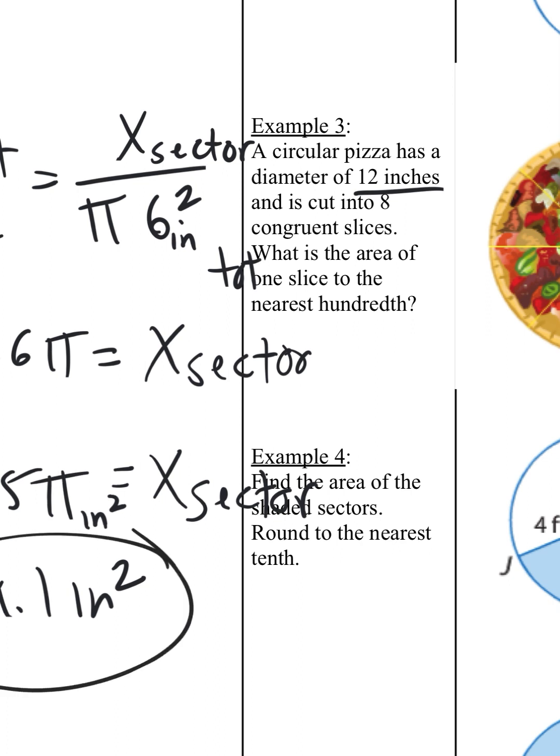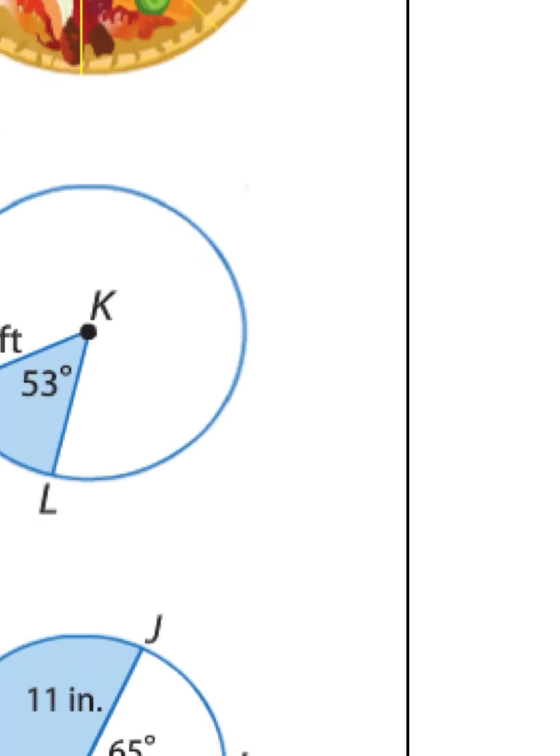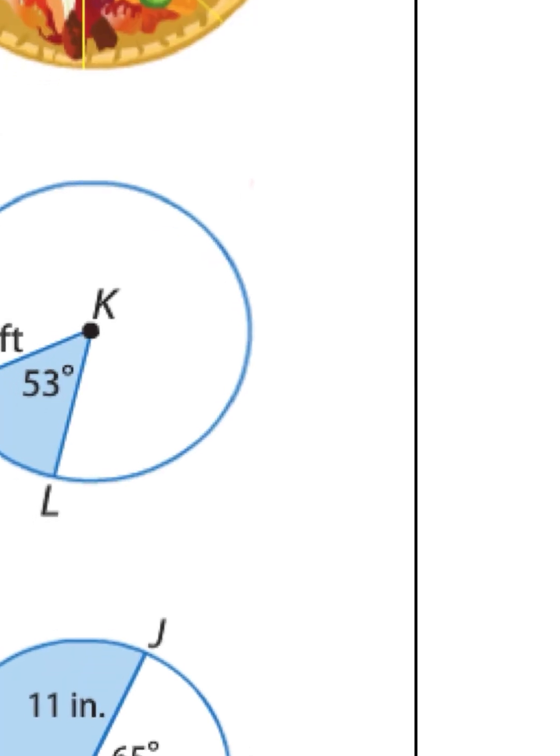So we're just setting up a proportion. Let's do one where the proportion is actually of degrees. So here's a diagram right here. Focus in on this. I've got 53 degrees in this arc that subtends the circumference here, right? So I'm looking to find the area of the sector.